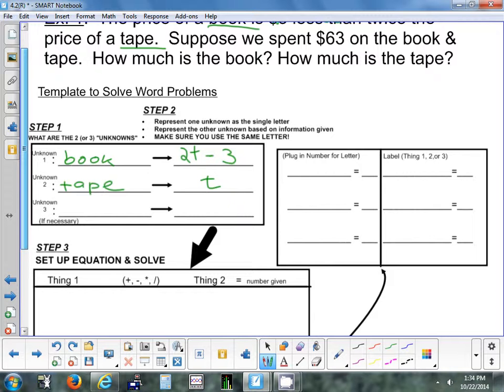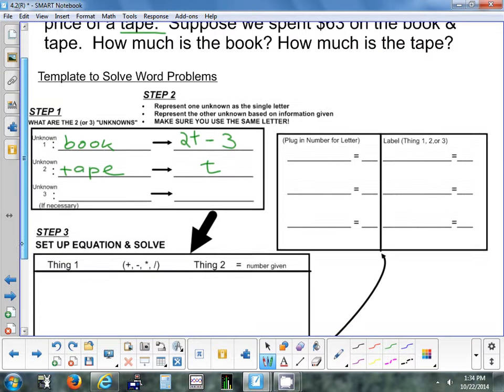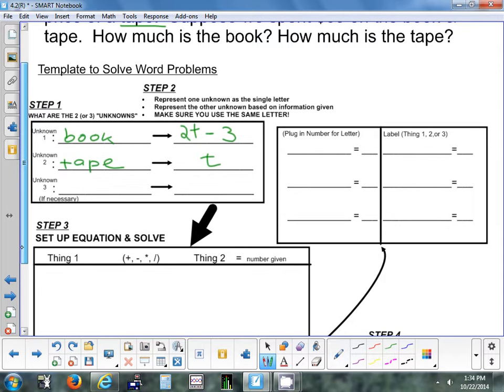It says thing 1 and thing 2, unknown 1 and unknown 2. It means the same thing in that next box. That next box, with the arrow pointing down, is where you're going to set up your equation and solve. So in this equation, I can bring down that box, unknown 1 and unknown 2, or thing 1 and thing 2.